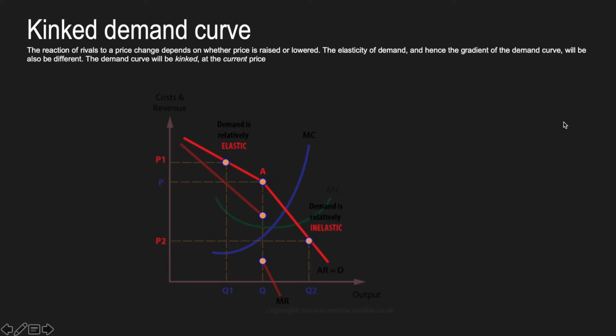So according to this kinked demand curve, the demand curve facing an oligopolist has a kink, and this is at the level of the prevailing price, and this kink exists because of two reasons, and that is the segment above the prevailing price level is highly elastic, as you can see here, and the segment below the prevailing price level is highly inelastic, as you can see here. The difference in these elasticities is due to the assumption of the kinked demand curve hypothesis.